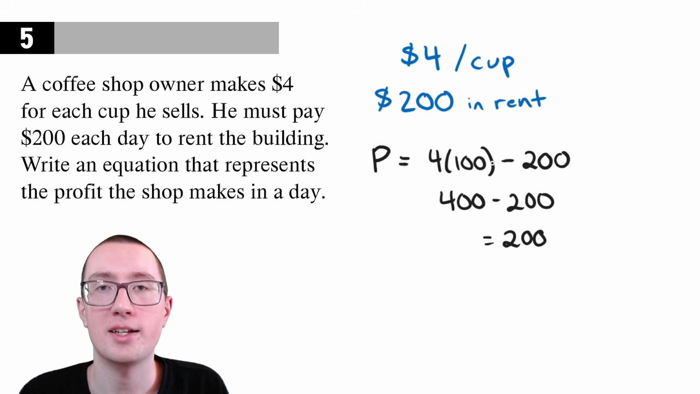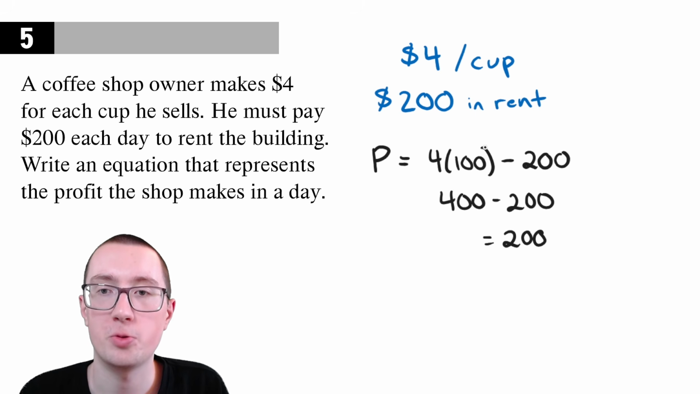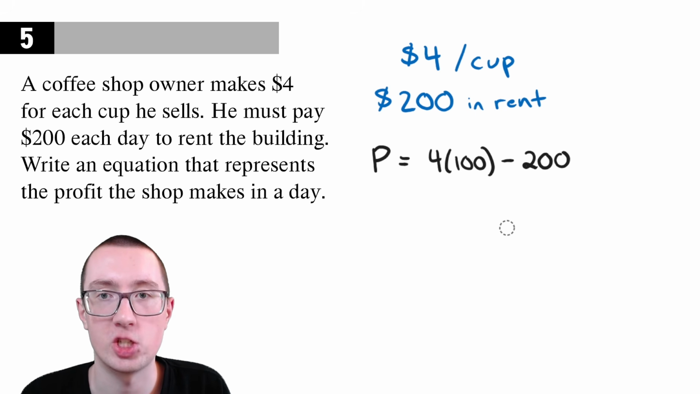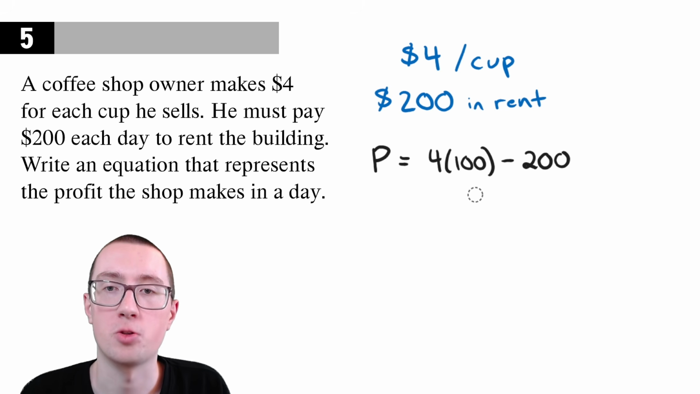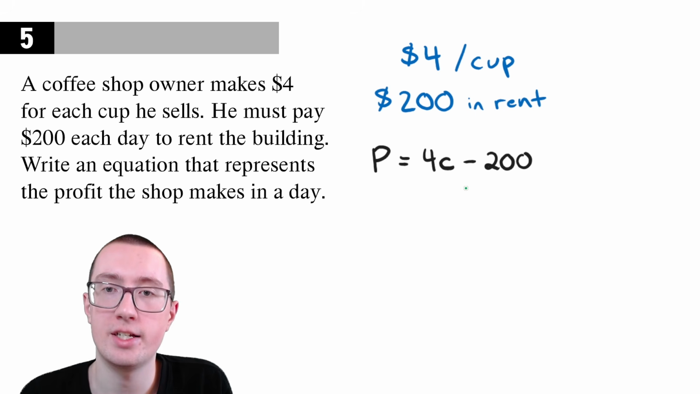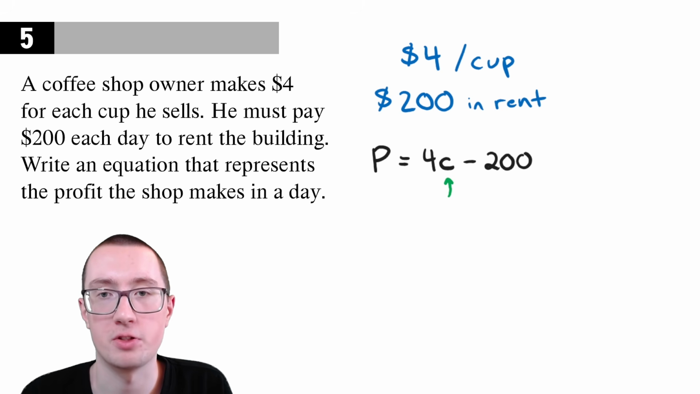Now, the question wasn't asking us how much profit we make when we sell 100 cups. But I showed you this because this is exactly how we're going to write an equation. The $4 per cup of coffee is never going to change. The $200 of rent is never going to change either. The only thing that's going to change is how many cups we sell, because that's not given to us in the problem. So I'm just going to replace this 100 with the letter C, C for cups. And basically the idea is that you can replace the letter C with however many cups of coffee you made.